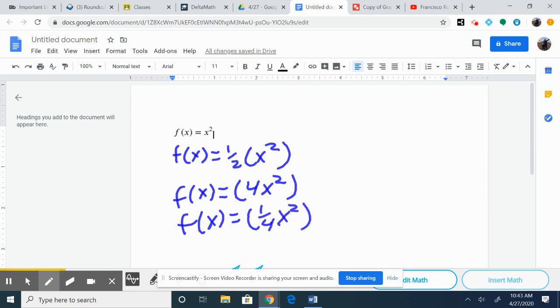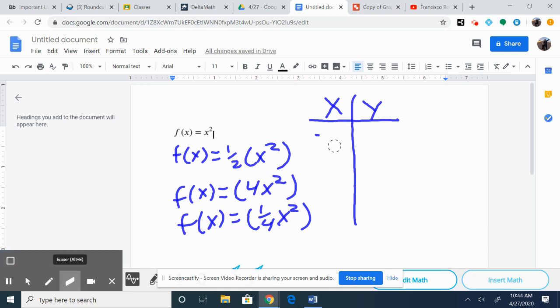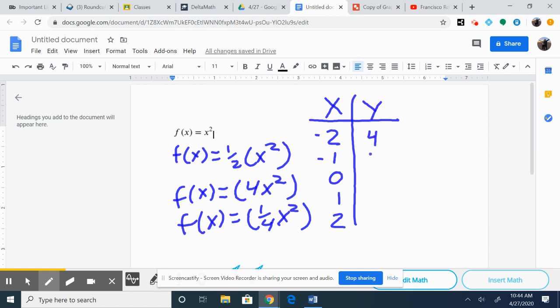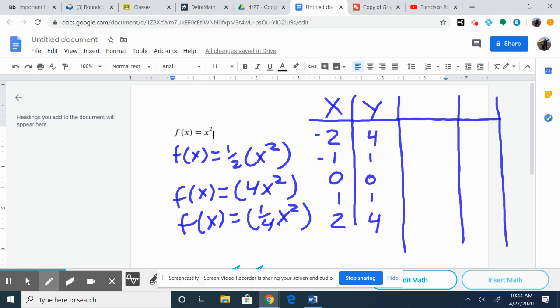So if you remember our parent function, the table for our parent function will look something like this. For our parent function, we would have -4, or actually would be -2, -1, 0, 1, and 2, which would be 4, 1, 0, 1, and 4. Now I'm just going to create the other tables right here next to it just to make it easier.